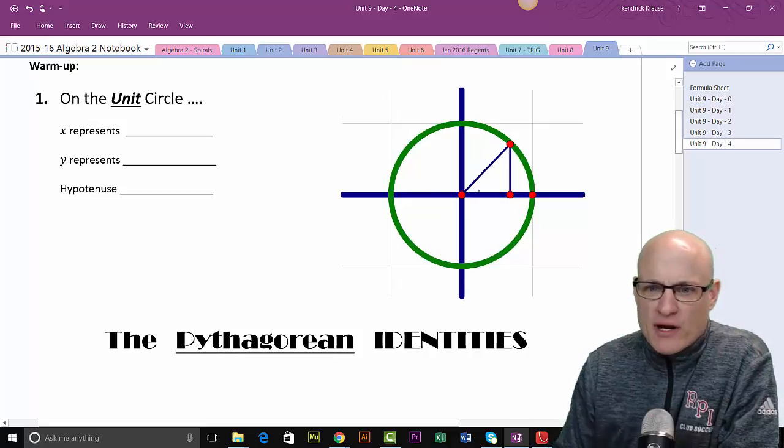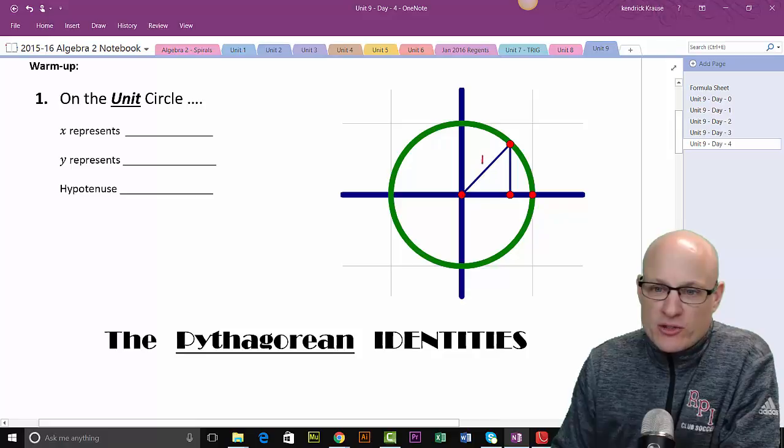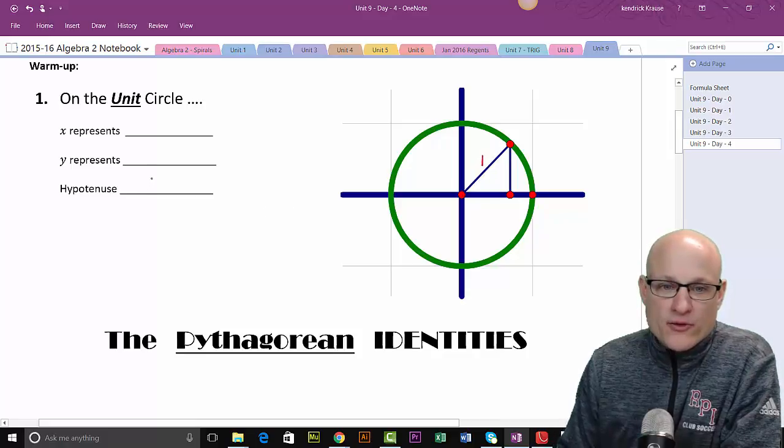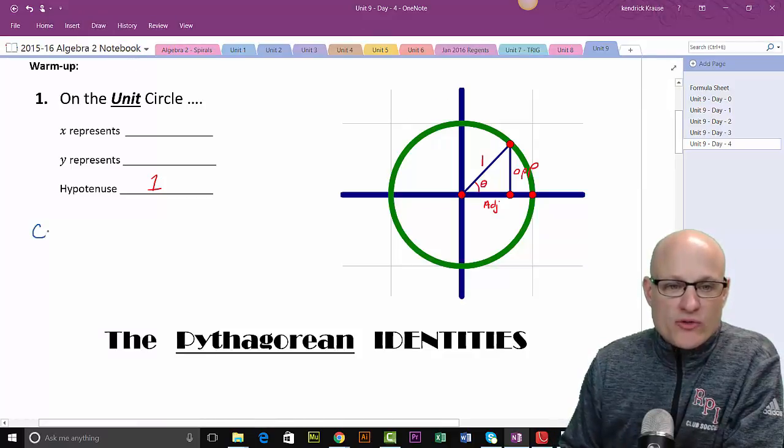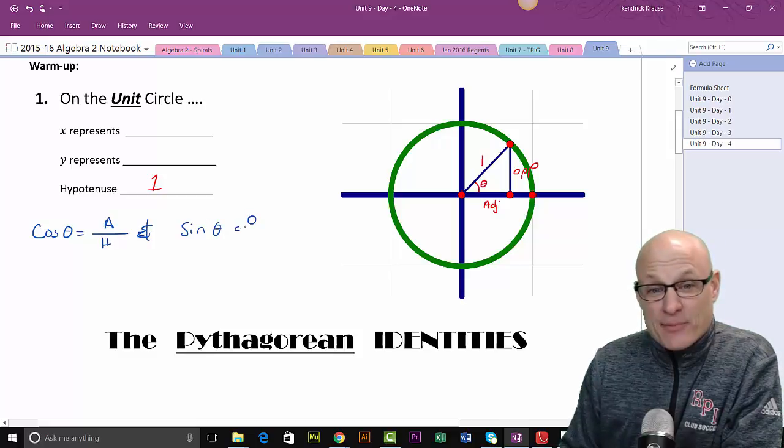If you remember correctly, we had this be the unit circle. We called it the unit circle because we made that 1, so the hypotenuse was 1. This is our angle theta, and this is opposite, and this is adjacent. We know that the cosine of theta is equal to adjacent over hypotenuse, and we also know that sine of theta is equal to opposite over hypotenuse.